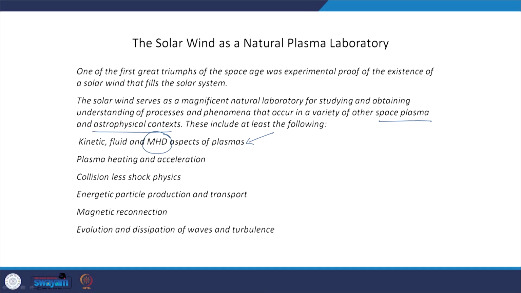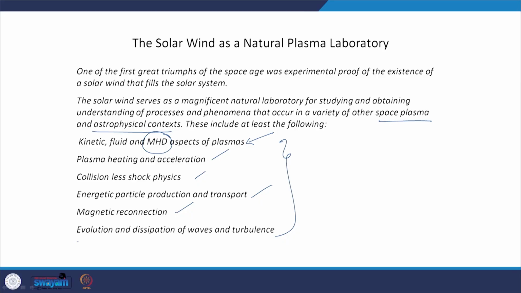And things like plasma heating and acceleration, collisionless shock physics, energetic particle production and transport: how the energetic particles are produced and how they are transported from one point to another point in the solar system. What kind of physical laws do these particles obey, and all these things. Understanding of all these various different aspects has come from the solar wind itself.